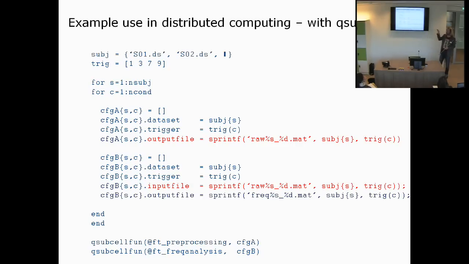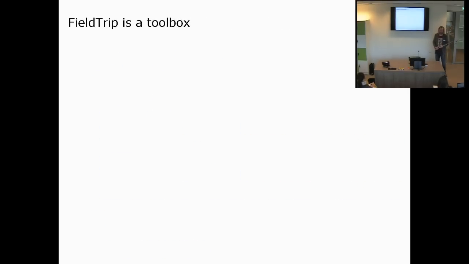So this is using qsubcellfun. This is a FieldTrip toolbox for distributed computing. It's not only used inside the Donders, but also at various other sites. But if you have the MATLAB distributed computing toolbox, you could also use dfeval, and dfeval works exactly the same. So that means that distributed computing should be really easy if you structure your scripts accordingly. Everything clear so far?